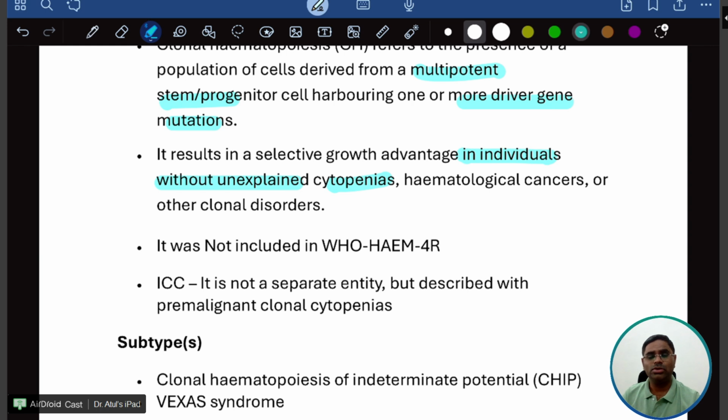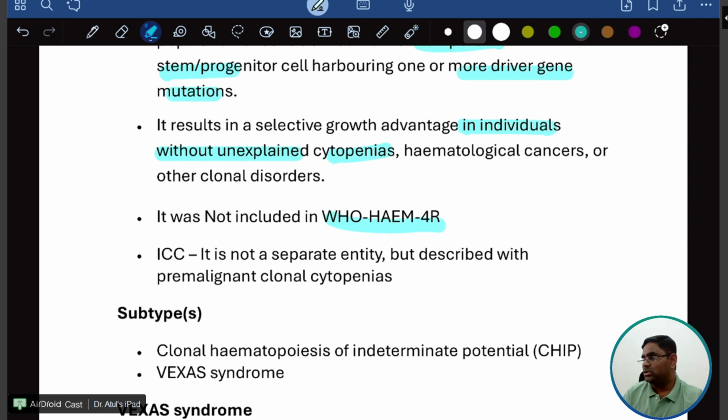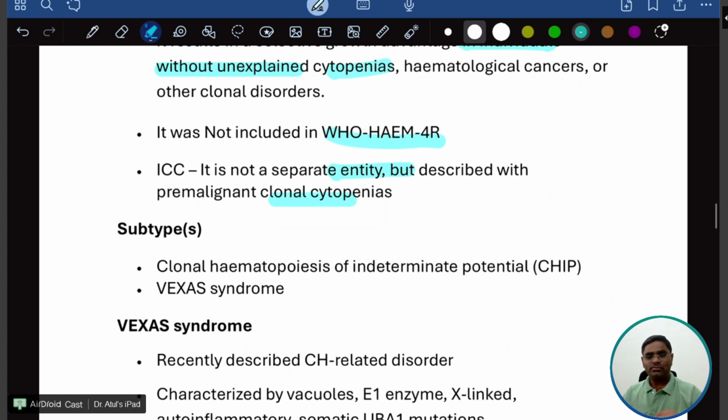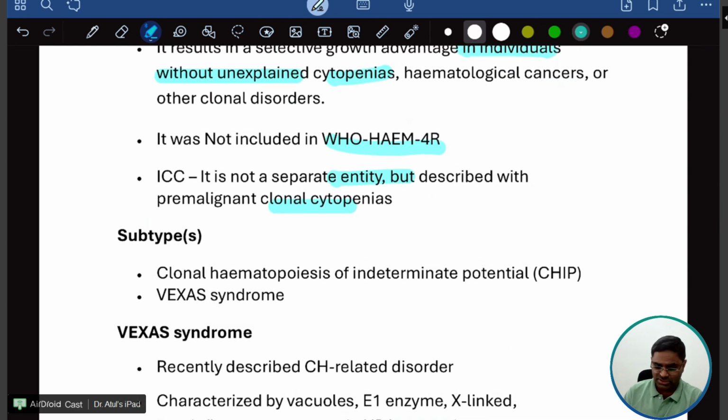Hematological cancers or clonal disorders. This term, clonal hematopoiesis, was not included in WHO Hematology 4th edition or the revised 4th edition. In ICC, that is International Consensus Committee, it is not a separate entity, but it is described with premalignant clonal cytopenias. Now it has two subtypes. One is CHIP and another one is VEXAS syndrome.